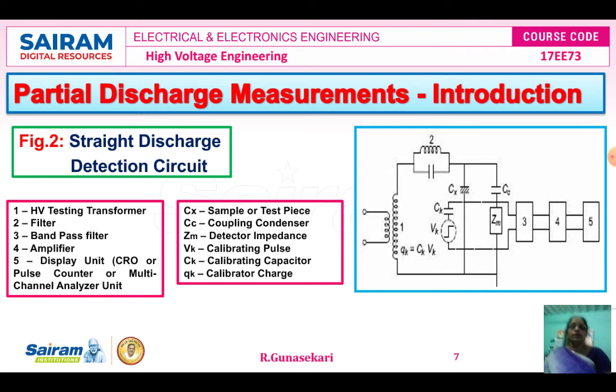Okay, in the straight discharge detection circuit, the Cx represents the sample or test space, Cc is the coupling condenser, Zm is the detector impedance, Vk is the calibrating pulse, and Ck is the calibrating capacitor. Qk is nothing but the calibrated charge, which is equal to Ck into Vk. That is the capacitance multiplied by voltage with respect to calibrator charge.